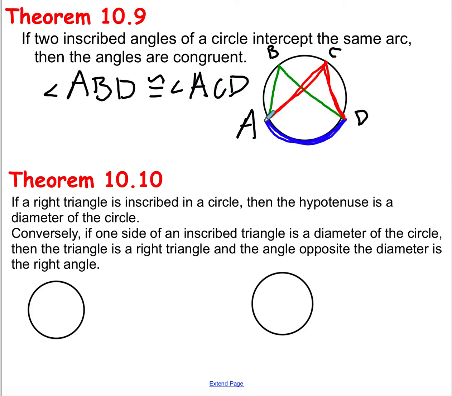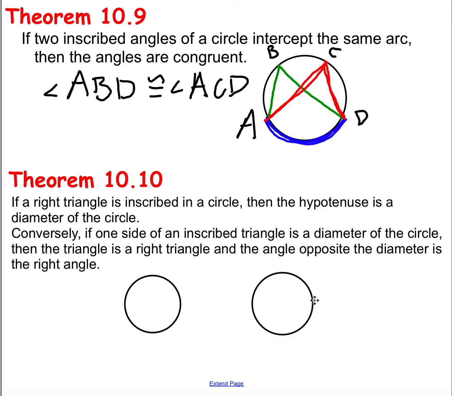Okay. All right, theorem 10.10 says, if a right triangle is inscribed in a circle, then the hypotenuse is the diameter of the circle. Conversely, if one side of an inscribed triangle is the diameter of the circle, then the triangle is a right triangle, and the angle opposite the diameter is a right angle. Here's what this is saying.